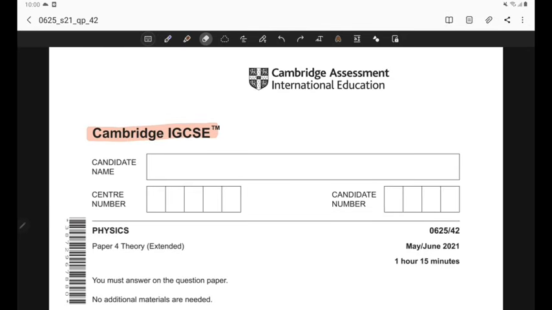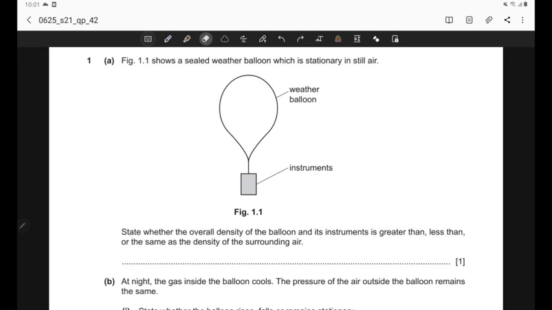Cambridge IGCSE, May-June 2021, Paper 42. Question 1 Part A. Figure 1.1 shows a sealed weather balloon which is stationary in still air. State whether the overall density of the balloon and its instruments is greater than, less than, or the same as the density of the surrounding air.